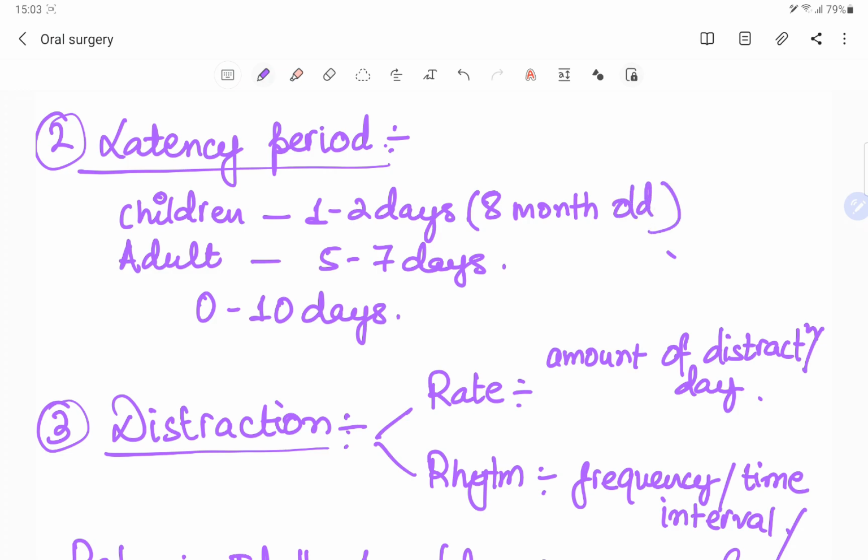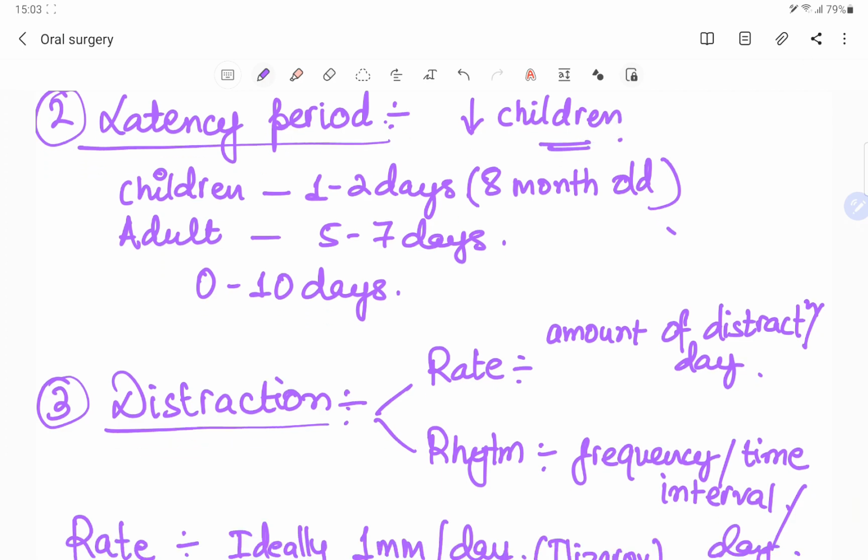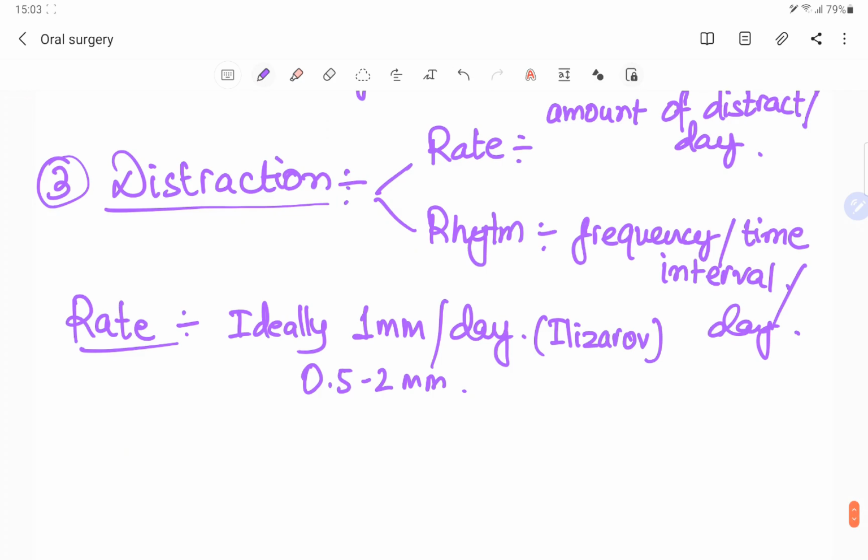So, this latency period is allowed before we start the distraction forces, before we start distracting the bony fragments. Usually we take 5 to 7 days of time. In younger patient, like say 4-5 years of age, there is increased bone metabolism. So, in that case we can shorten this latency period. So, latency period is reduced in children, but the rate is more in children. So we can also say that the rate is dependent on the age factor, right?